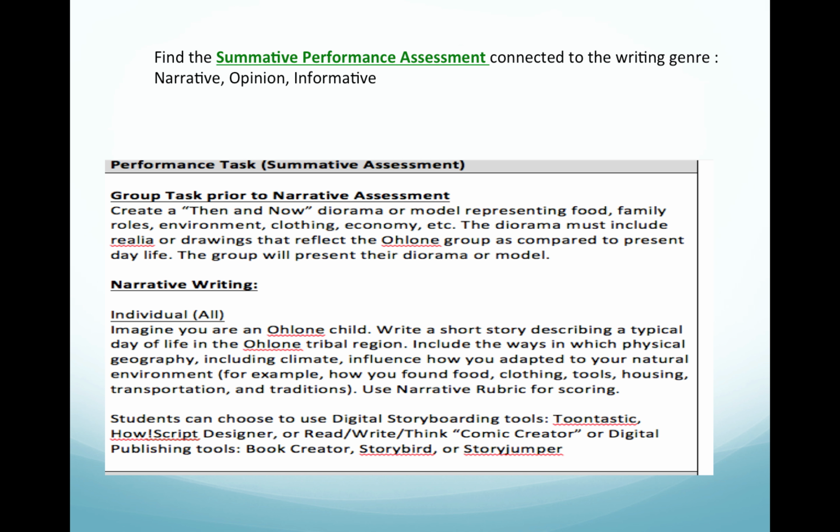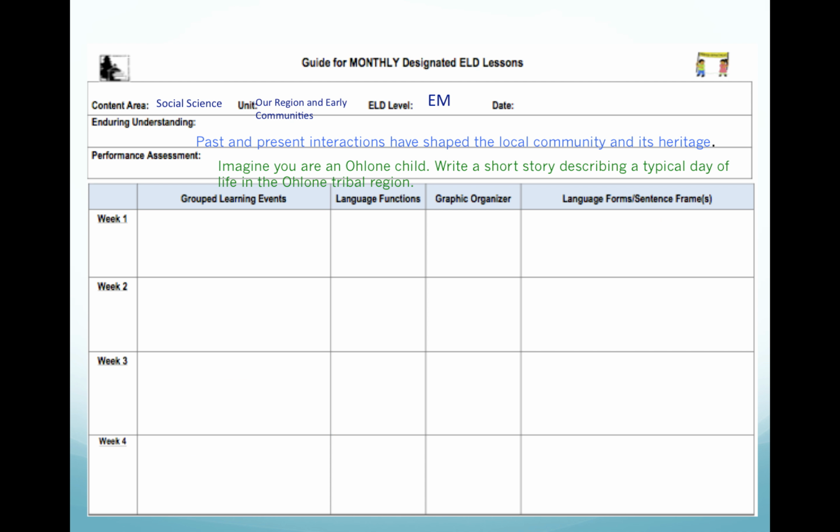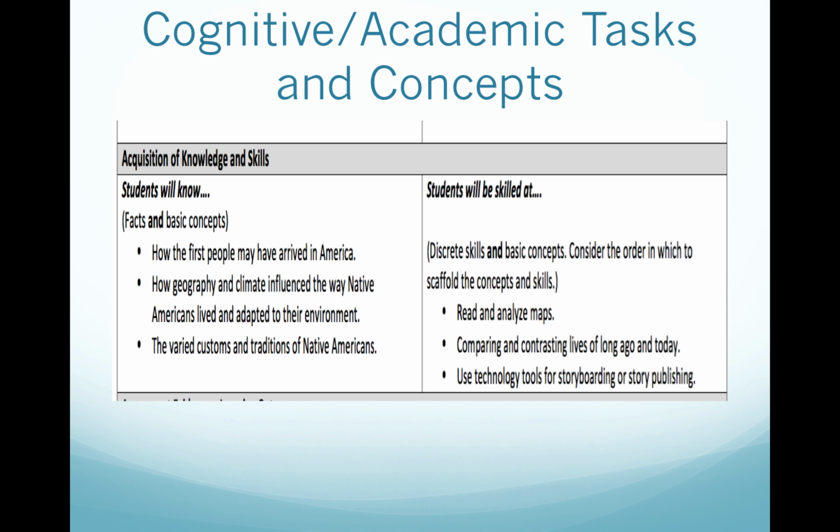Find your summative performance assessment. Again, we pointed that out, so you're going to write that in. In this case, we want our students to imagine that they're an Ohlone child. They're going to write a short story describing a typical day of life in the Ohlone tribal region. So go ahead and find yours. You could pause this so you can find yours and write it in. These help guide you. Then at any time, stop, pause, and talk that out with your group so you make sure you understand.